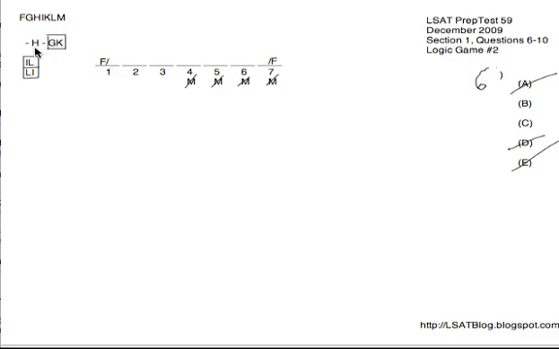So finally, we know that H has to have something else before it. And so looking through the choices there, we see that on choice B, H is 1, which is unacceptable, so B is gone, leaving C as our answer for number 6.